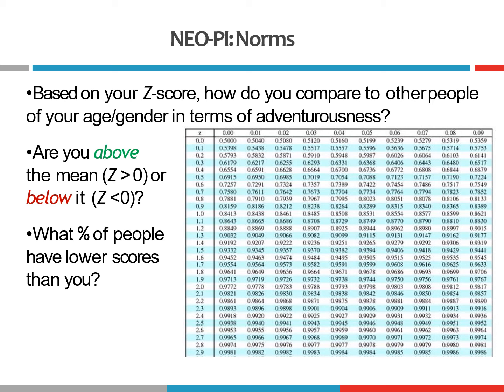So the Z-table handout I referenced earlier, which can be found on Canvas. Go to that table once you find your Z-score and look at the percentage of people who have lower scores than you.